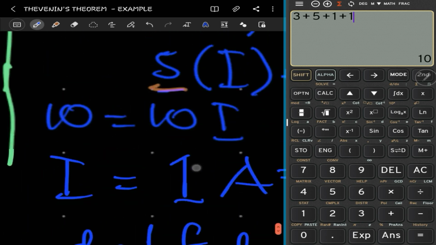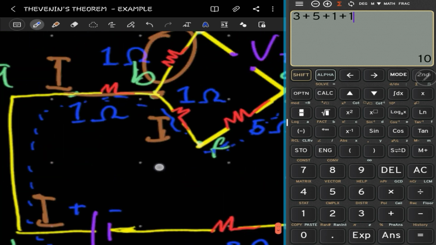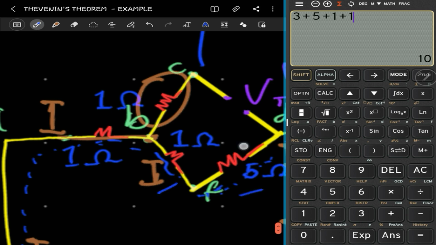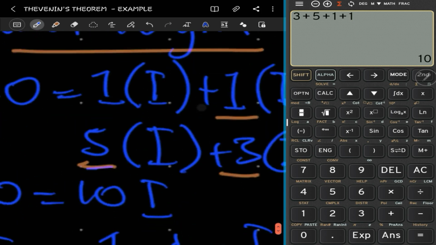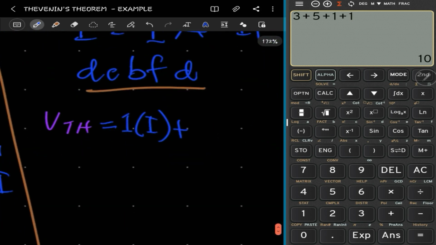Plus, let's see, go back to it. We've considered this, now we are here. And the current flowing through this 5 is so the I, right? So that's 5I, that's 5 times I. So that will mean clearly, looking at this, VTH is equal to 6 volts, right? Yeah, 6 volts.